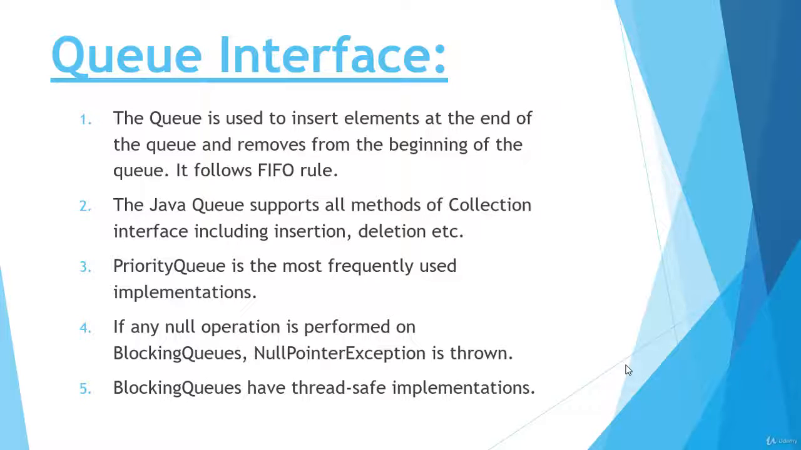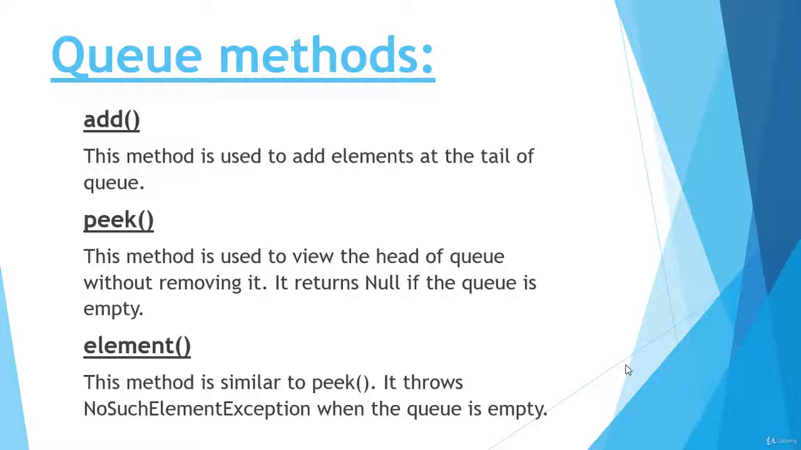Now let's discuss the methods that are added in the queue interface. Here you can see first of all the add method. This method is used to add elements at the tail of the queue. We know that we always add elements at the tail of the queue, so that's why we use the add method. Second is the peek method. This method is used to view the head of the queue without removing it. It returns null if the queue is empty.